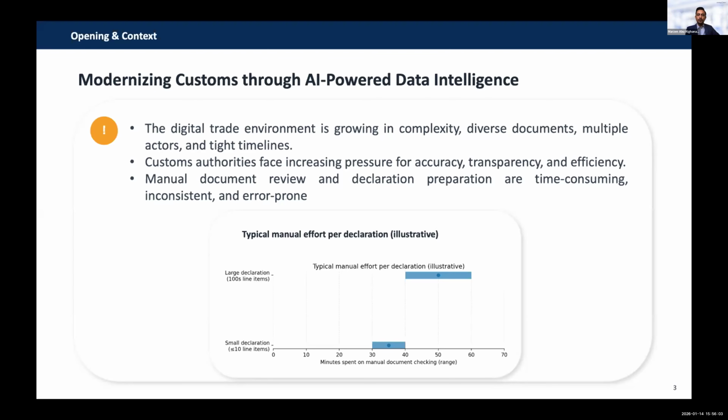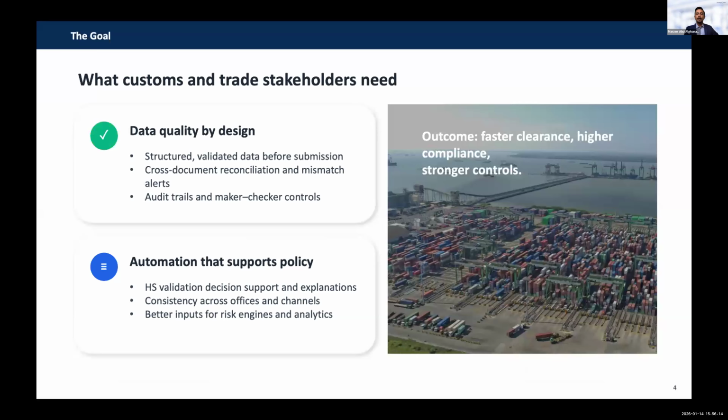Like the manual effort, especially for large declarations and even small declarations, it's time consuming for both customs officers and also for the trade community, the brokers mainly, to finalize and fill out the customs declaration and comply with the requirements.